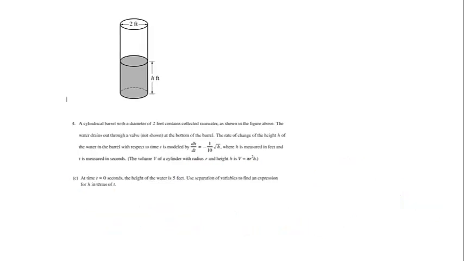Okay, part C, at time t equals 0, the height of the water is 5. Use separation of variables to find an expression for height in terms of t. So the biggest thing is the point (0, 5) is on this. And it does say to use separation of variables. Hopefully you remember that is to cross multiply. So I'm going to have dh/dt equals negative 1/10 times the square root of h. If I rewrite it like that, so it's actually a fraction, that's the way to go.